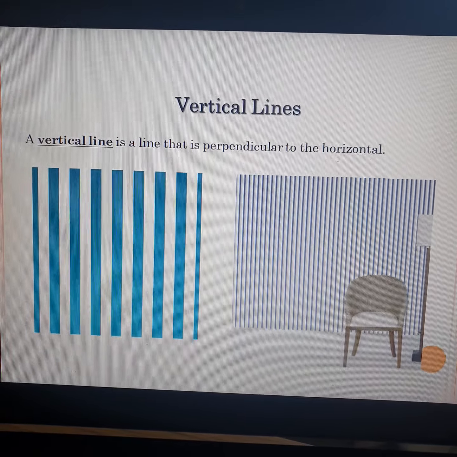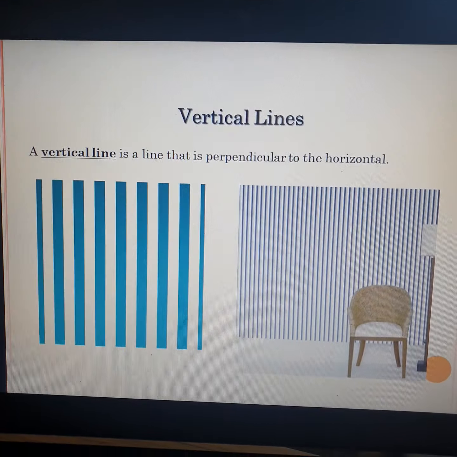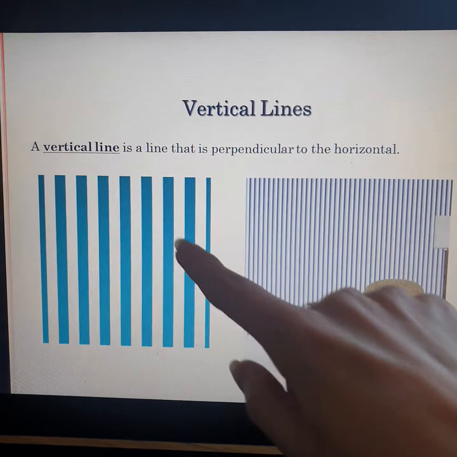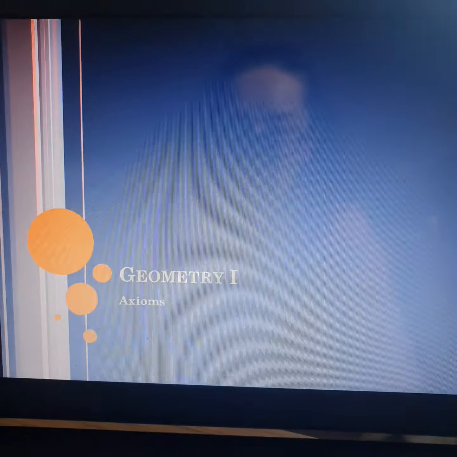Then vertical lines, right? How do we spot vertical? Vertically, right? They go down. So a vertical line is a line that is perpendicular to the horizontal. Like this, or you could have some wallpaper that would be like this, going straight down.